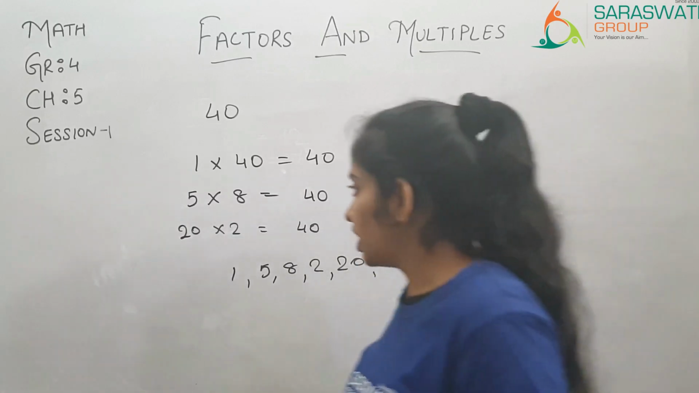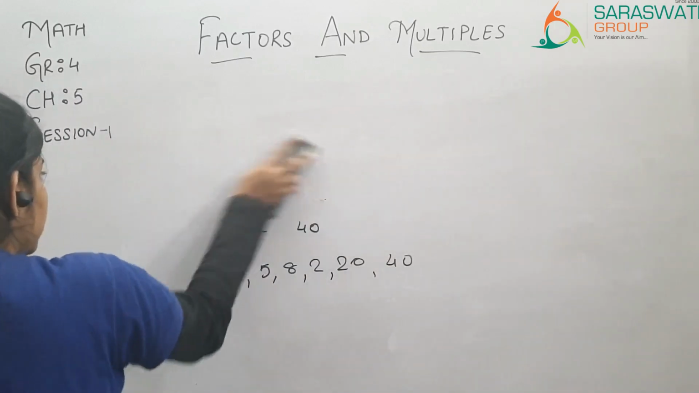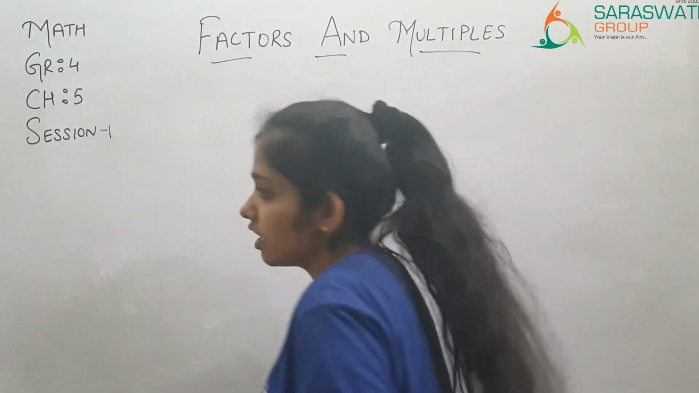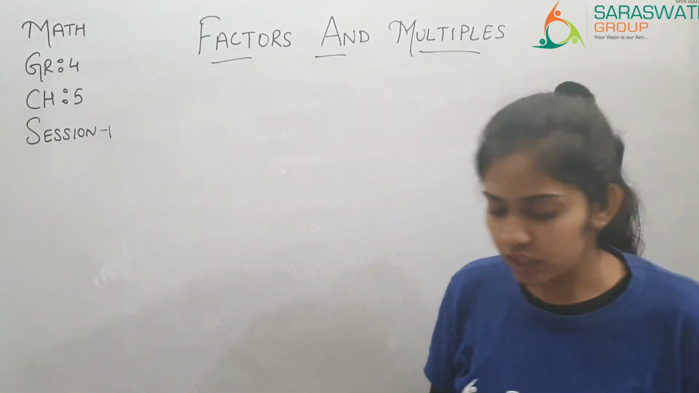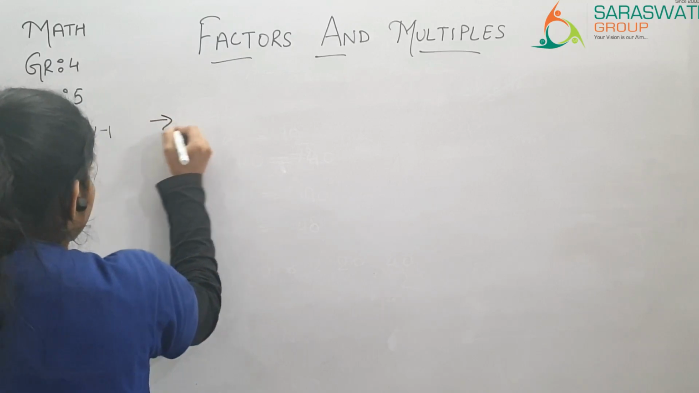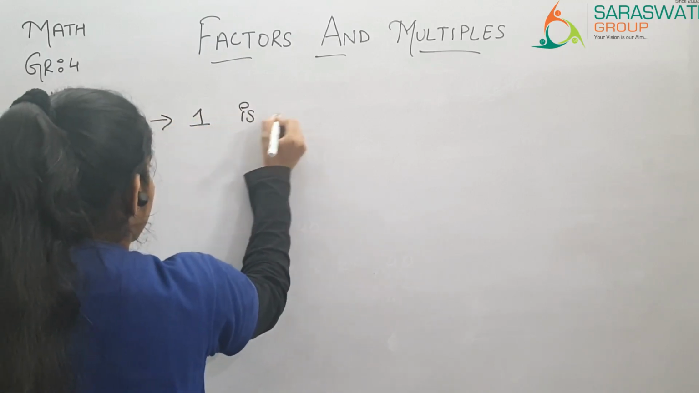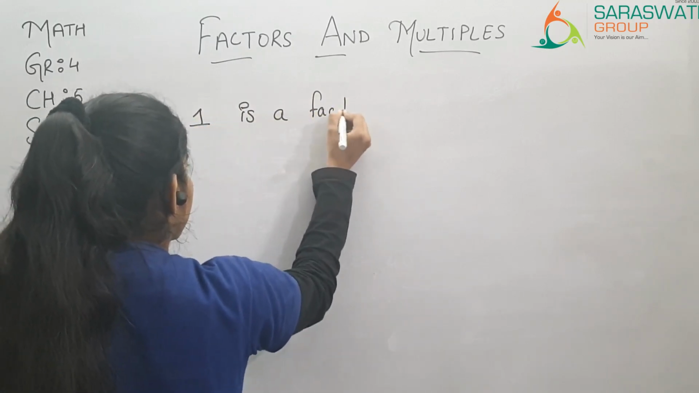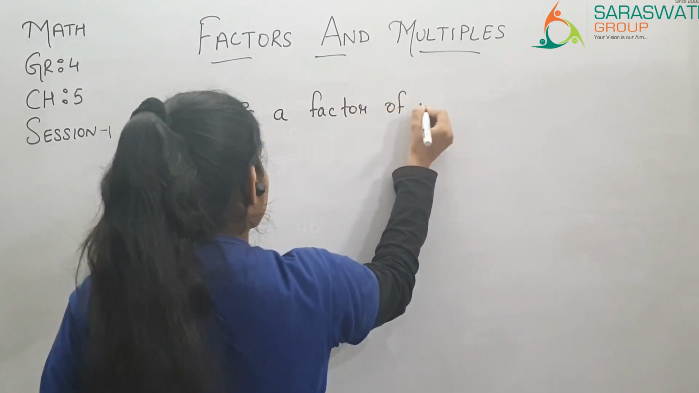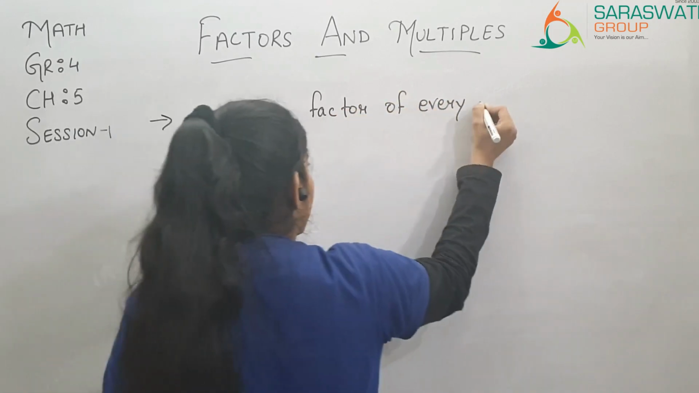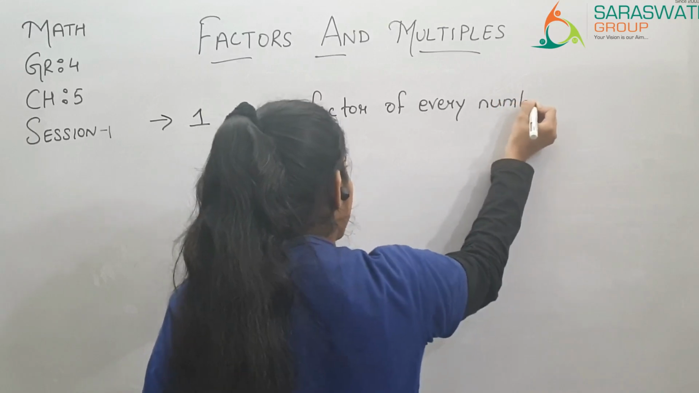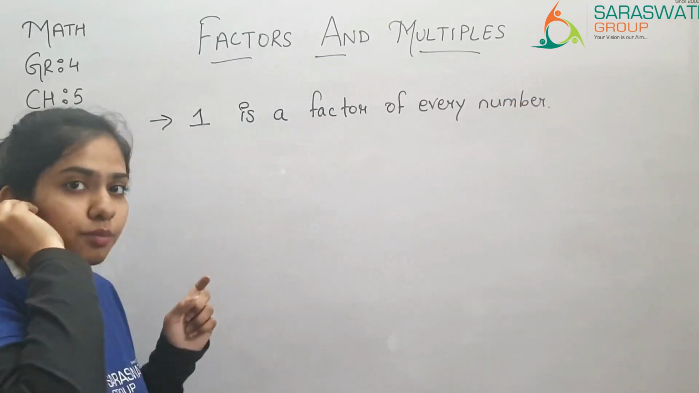Now, some things which you need to remember. One thing which I told you: 1 is a factor of every number. 1 છે એ બધા નંબરનો ફેક્ટર હોય, આ મેં તમને કીધું.